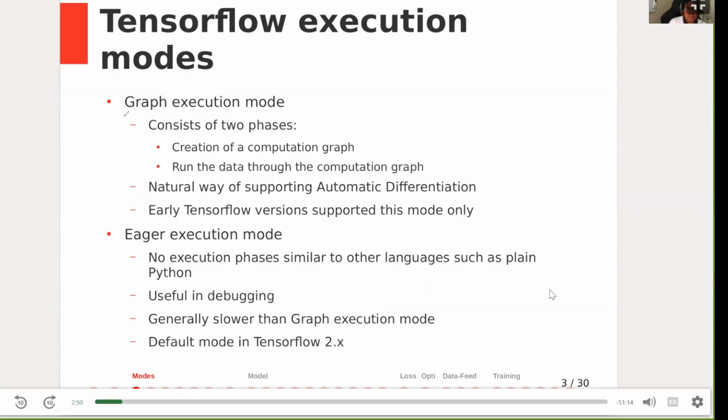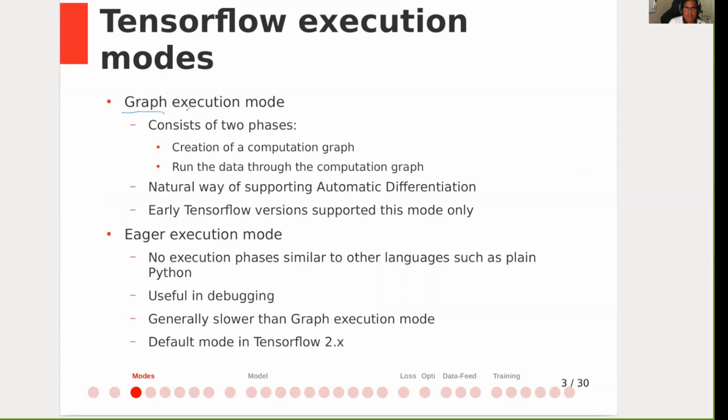So the first execution mode is graph execution mode. And in graph execution mode, there are two phases. The first phase is the creation of a computation graph. So before you do anything with your input data, you create a computation graph. So that is the first phase. Then you run your data through the computation graph you created in the first phase. So that is the basic two steps in graph execution mode.